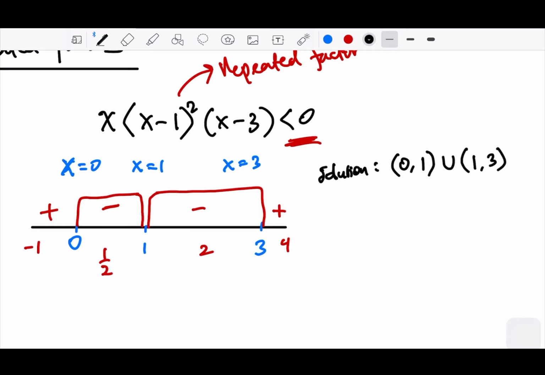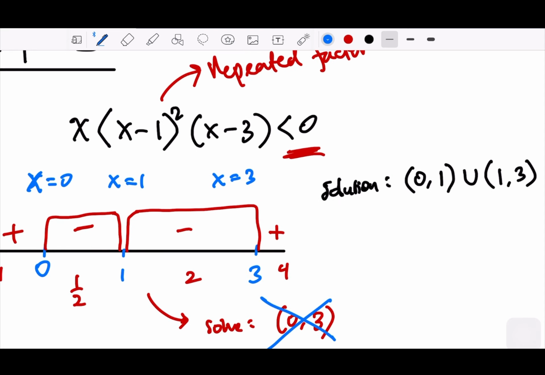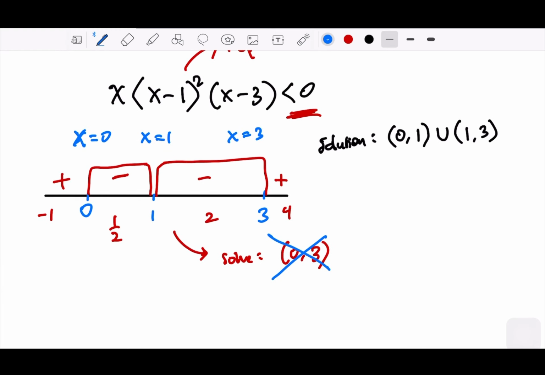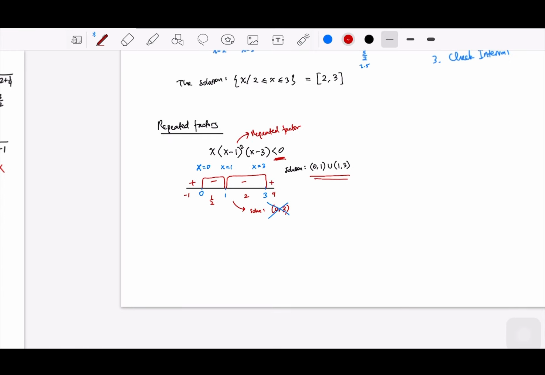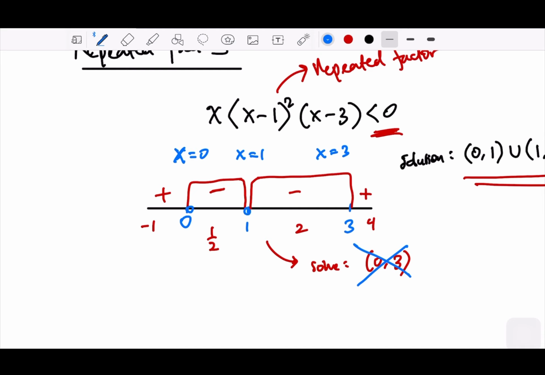Careful. Whenever you deal with something like this, you are probably tempted to write the solution as 0, 3, like that. But this will be wrong. So be careful on the inequality here. If the question has the equal sign, maybe we could include the point as well. But this is the solution. If you're still confused about this, we might have some exercises, but maybe later. And this is supposed to be not included.